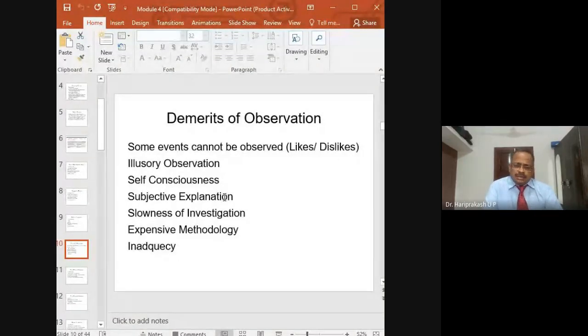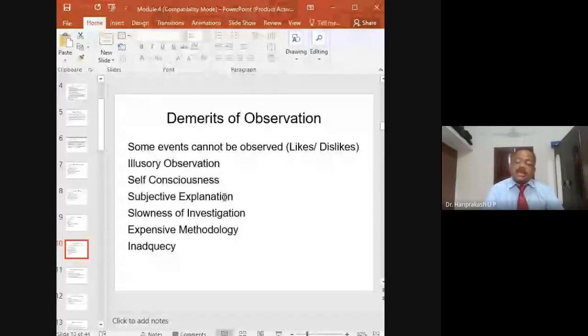Subjective explanation. Suppose a manual observation is there, then there is an element of subjectivity. He may present the findings in his own way. There is an element of subjectivity. Sometimes he may not present very objectively, as it is.